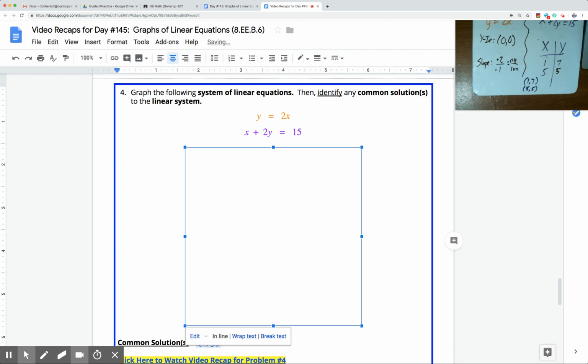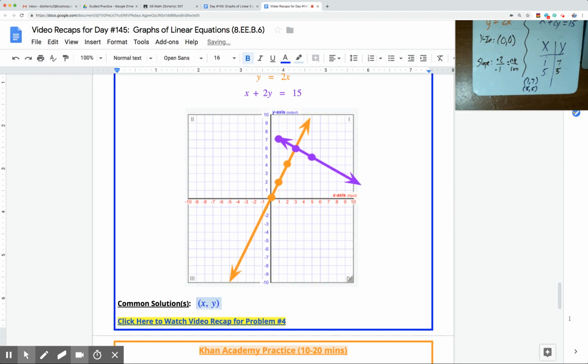So now that we've created our graph, we're able to see again our common solution where the lines intersect. A solution to both equations would be if x is 3, y is 6. You could plug this ordered pair into both of these equations, and you'll see it works in both of these equations.